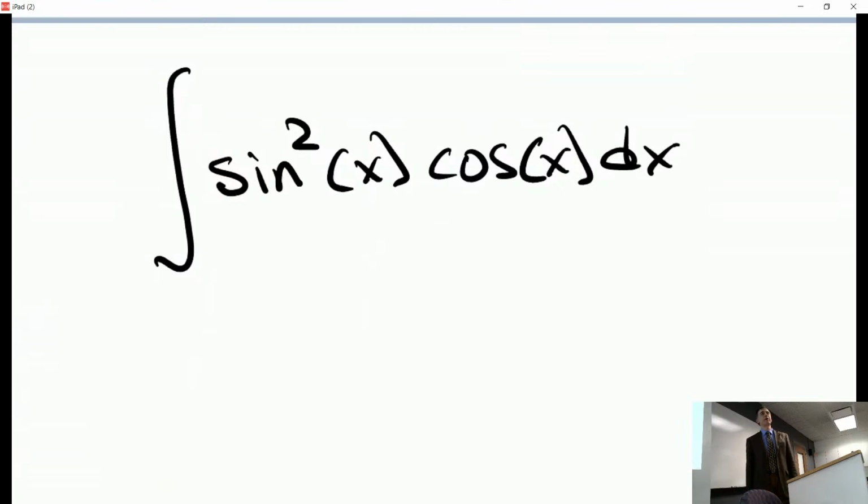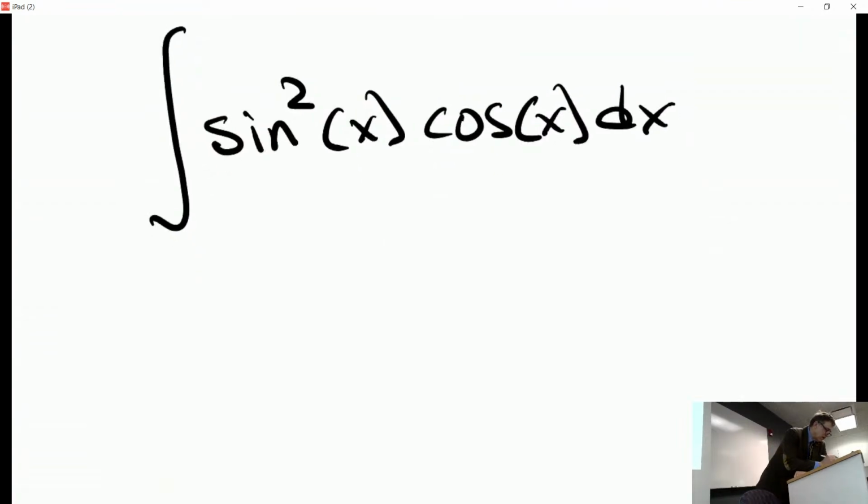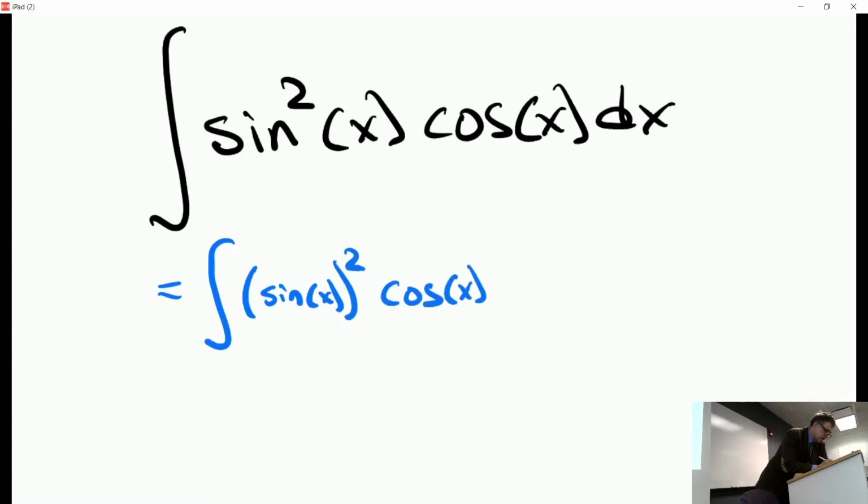Hopefully you've at least got it copied down. So Logan, when you look at this thing, what does that, first of all, do you have any ideas? You're going to use some u substitution, right? Very nice. So before I do that u substitution that Logan wants me to do, I just want to rewrite this just slightly to fit his substitution. So I'm going to do it like this. This is equal to the integral of the quantity of sine of x squared times cosine of x dx. Yeah, and then we'll do Logan's substitution.